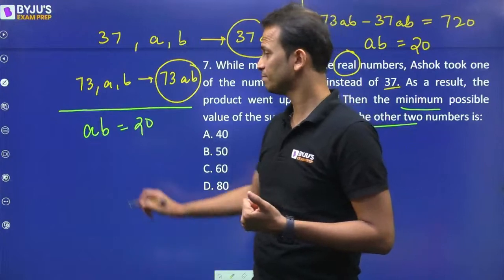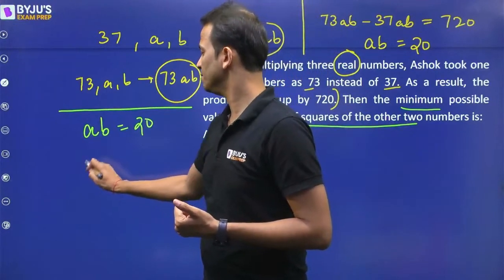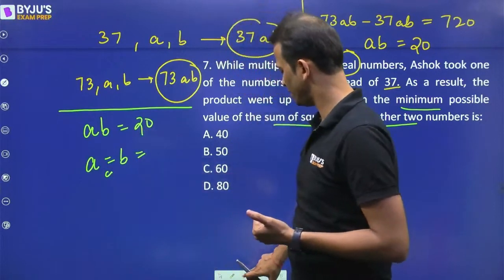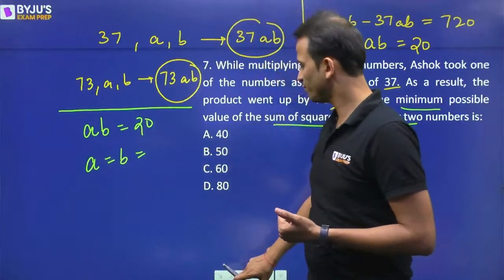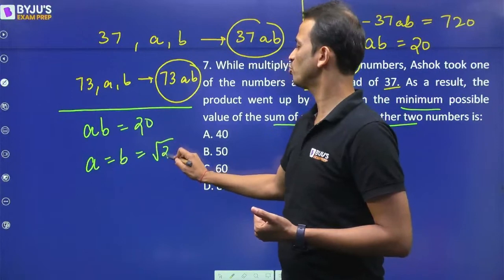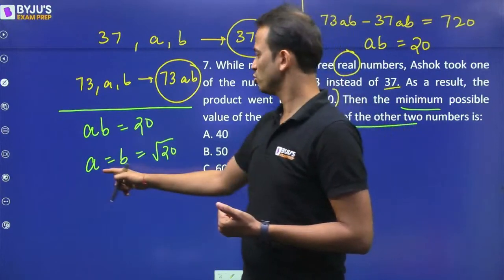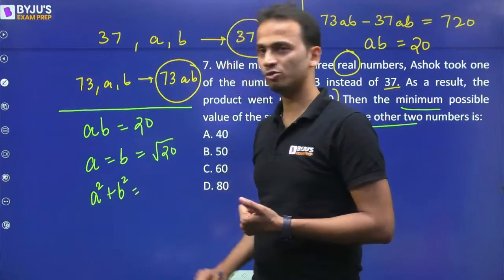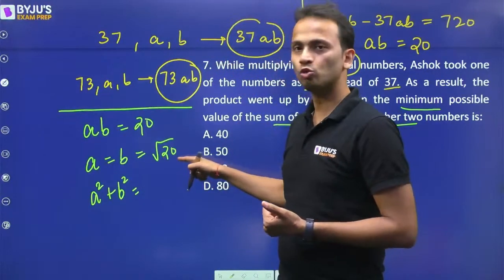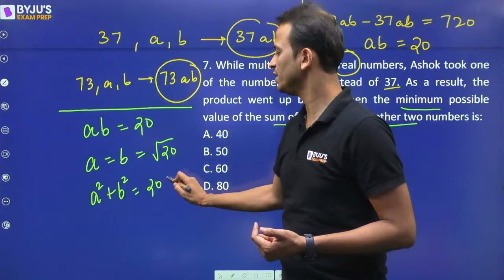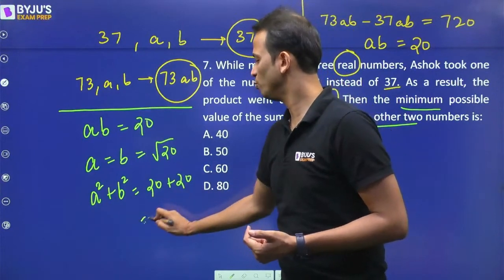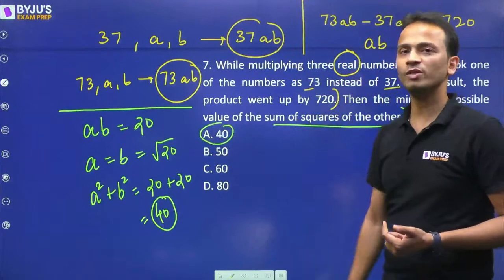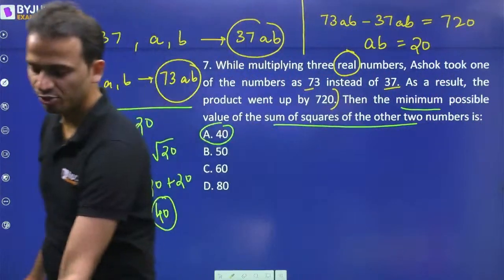तो कैसे करेंगे? The values of A and B both will be the square root of 20. Okay. So A square plus B square का value कितना हो जाएगा? It will be root 20 square, that is 20 plus 20, which will give you the answer as 40. So the correct answer will be option A for this question.